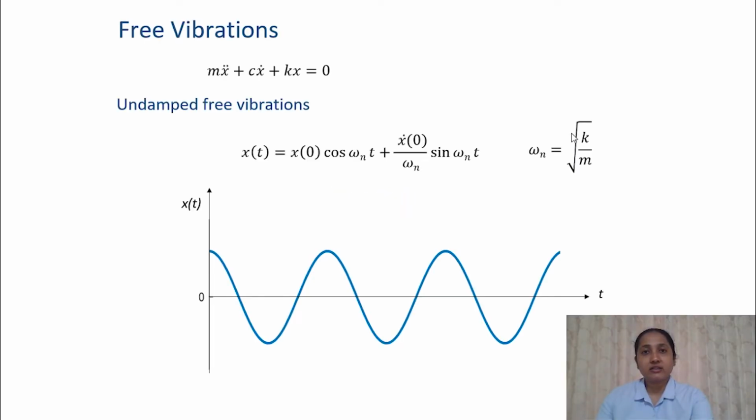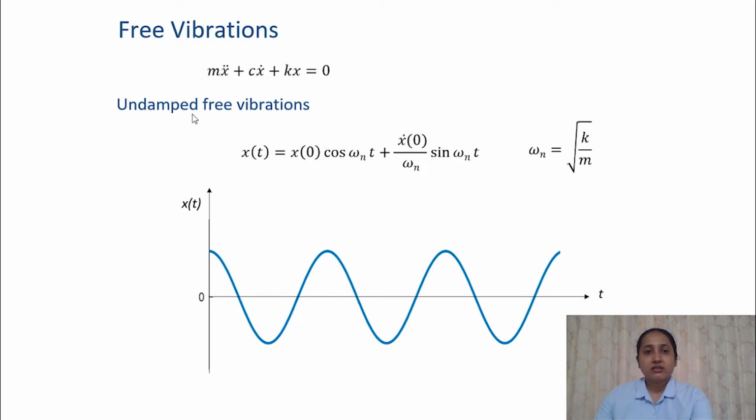In the first week, we discussed free vibrations. This is the equation of motion of a single degree of freedom system under free vibration. M is the mass of the system, C is damping coefficient, K is the stiffness. And since it's free vibration, there's no external force acting on this system. So the right hand side is 0.